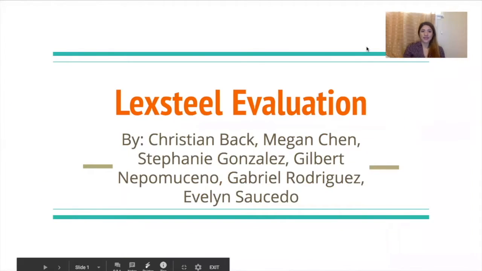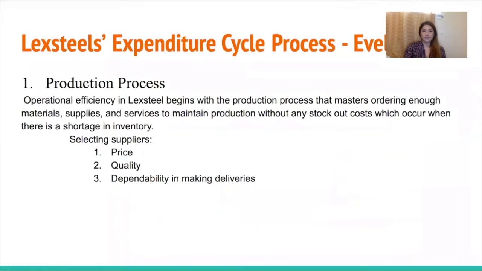Okay, this is the Lexsteel analysis on the expenditure cycle. The first process is the production process. Operational efficiency in Lexsteel begins with the production process, which masters ordering enough materials, supplies, and services to maintain production without any stock cost. Stock cost means there's no shortage in inventory and production is able to fulfill any goods that are needed.